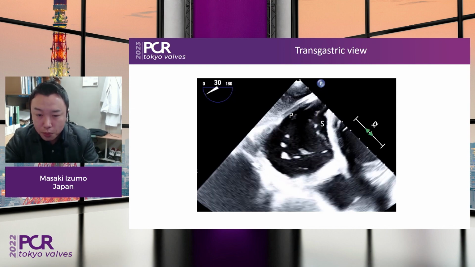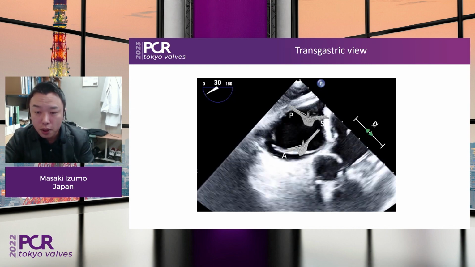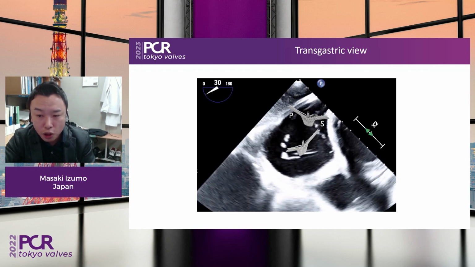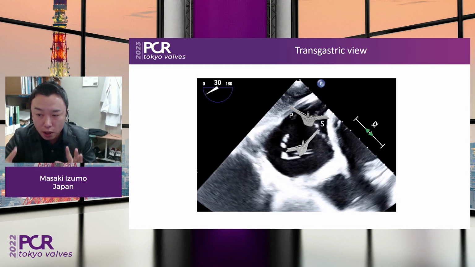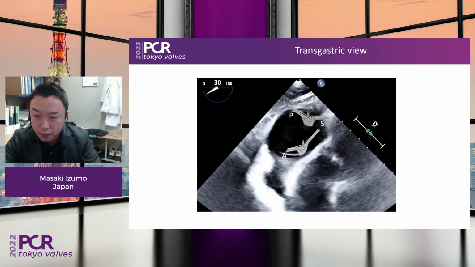A short axis image with the transgastric view is also important and is essential for determining the position of the catheter and whether the valve leaflet can be grasped.